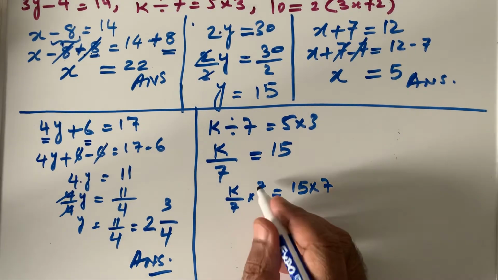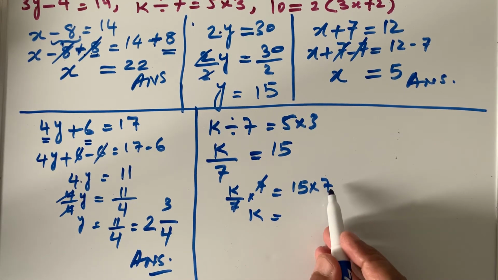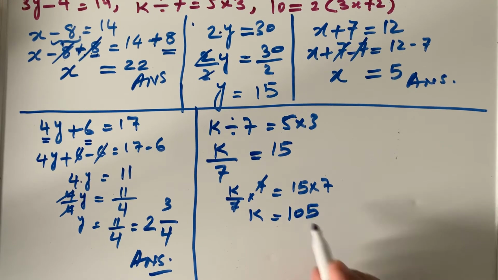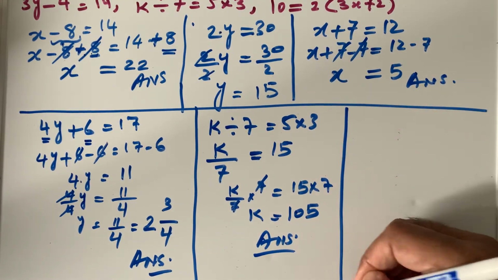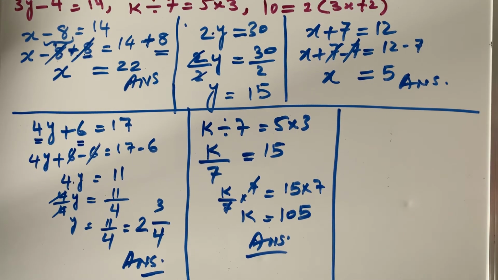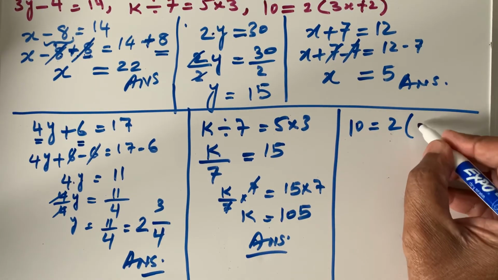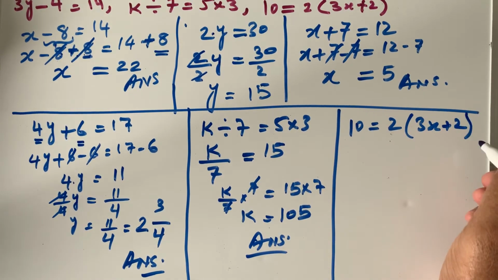So 7 cancels, isolating my k. Now I have 15 times 7. 15 times 7 is 105, right? So this is my answer. So in each case, we have to find out the value of the variable, what the variable is, right? Now we have the last question, and go over it slowly so that you understand it. When you do all of this exercise, you will be okay.